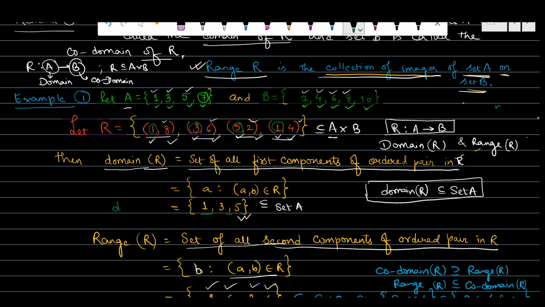As you can see here, the domain of R is 1, 3 and 5, but set A is 1, 3, 5, 7. Set A contains an extra 7 which is not present in the domain of R, but every element of domain of R is present in set A. So domain of R is a subset of A. That's why we have written it over there.